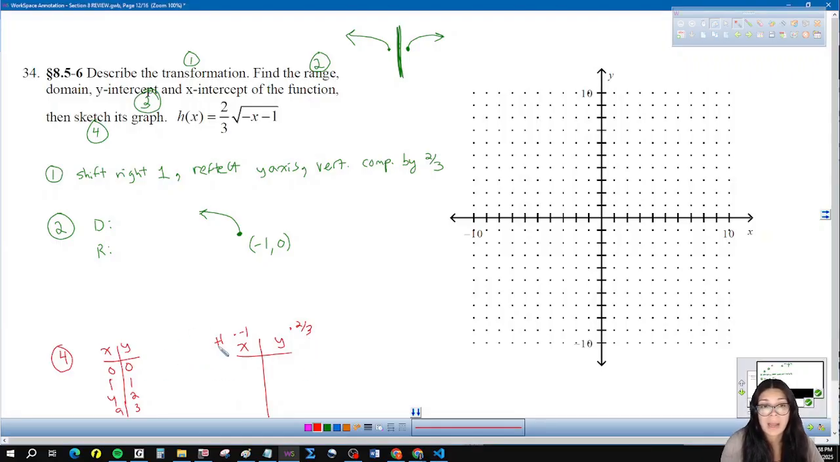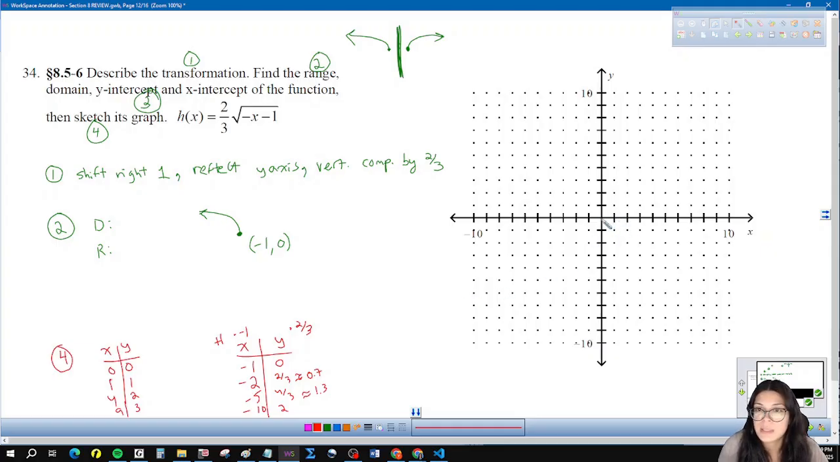So 0 add 1 is 1 times -1 is -1. 1 plus 1, 2 times -1, -2. 4 plus 1, 5 times -1, -5. 9 plus 1, 10 times -1, -10. For the y values, 0 times 2/3 is just 0. 1 times 2/3 is 2/3. 2 times 2/3 is 4/3. 3 times 2/3 is 2. So 2/3 is roughly about 0.7, and 4/3 is roughly about 1.3. That way I can plot them.